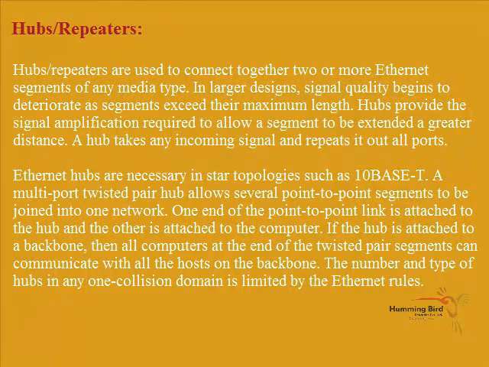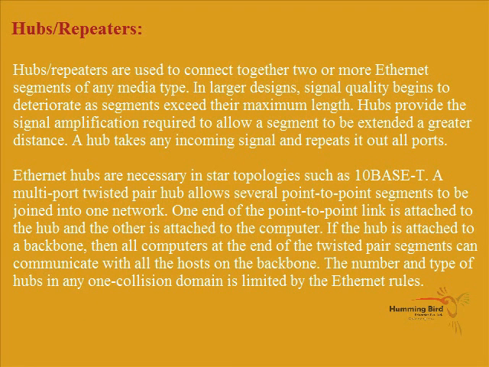Hub repeaters are used to connect together two or more Ethernet segments of any media type. In larger designs, signal quality begins to deteriorate as segments exceed their maximum length. Hubs provide the signal amplification required to allow a segment to be extended a great distance. A hub takes any incoming signal and repeats it out all ports.